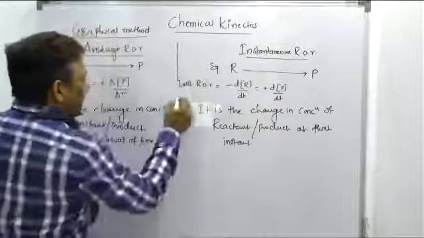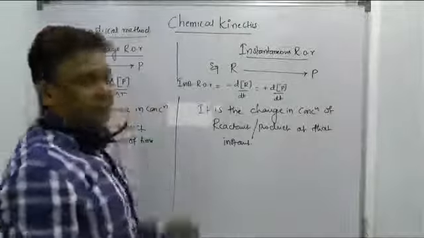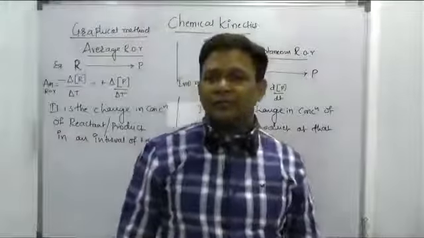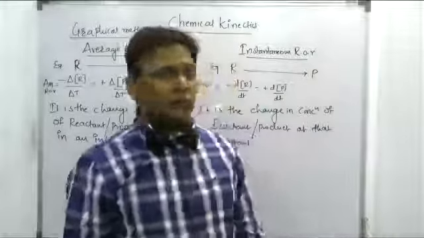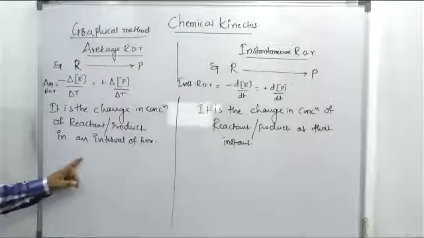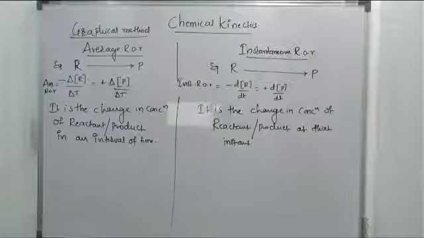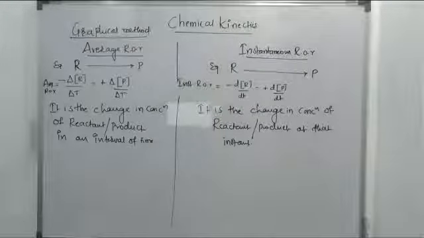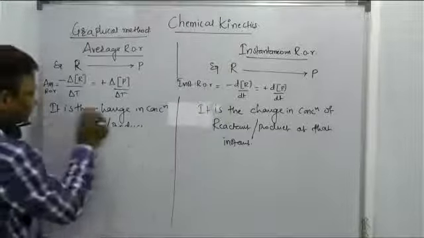Sir, what about the graphical method? You are giving only the definitions. No, but I want to give you the graphical method now. For this, just take a screenshot of this part, because my board is very small. Chalo, take a screenshot here. Yes, sir. Done. R gives P. One is the average, the other one is the instantaneous, right? Now see here.